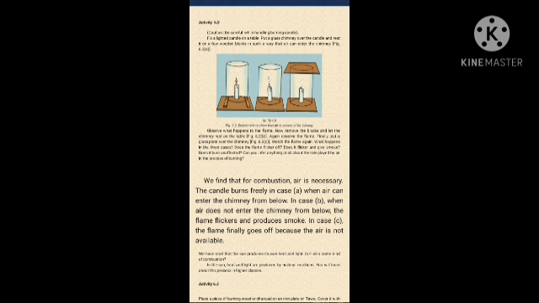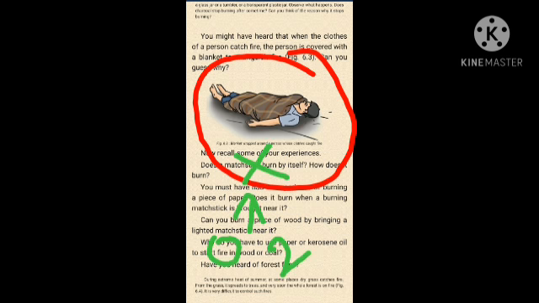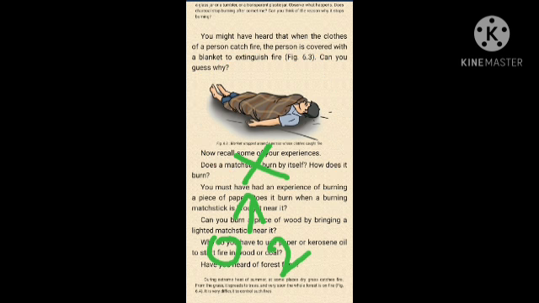Let's investigate another situation of combustion. As we know, oxygen is very important for combustion. You have heard that whenever any person catches fire, we wrap that person in a blanket, a kambal, right? Why does this happen? To stop the supply of oxygen. If we stop the supply of oxygen, the person will not burn further. This is the logic behind that.